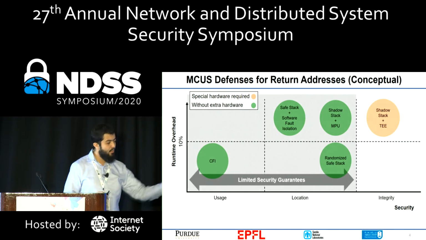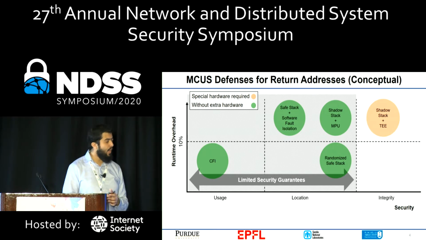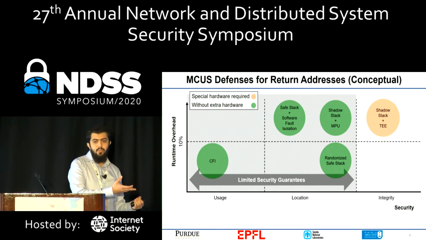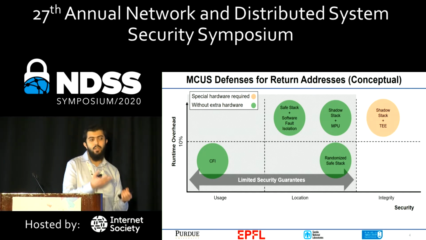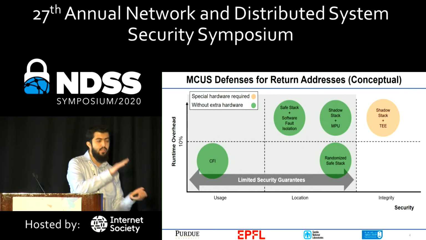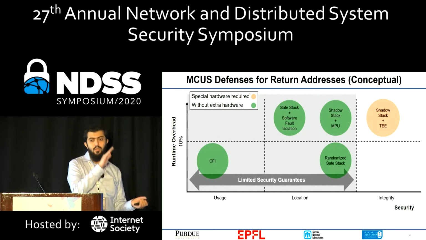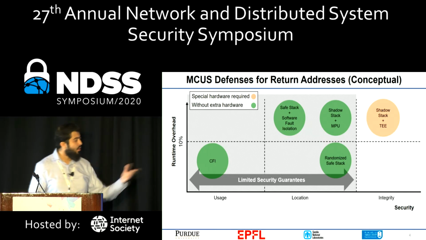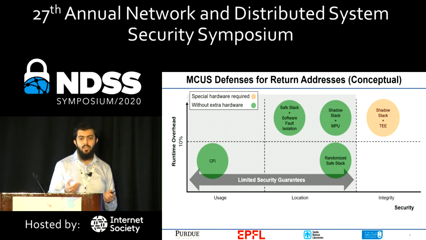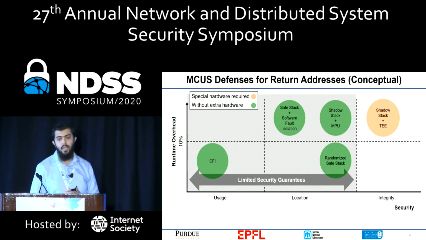The issue here is that the ones on the left have limited security guarantees. For example, with CFI, the attacker can still corrupt the return address. We only limit how the attacker can use it, for example, by limiting the possible target set to a reduced one. For location, like randomization defenses, we just hide the location of the return address, but it's still writable. The attack can still happen.